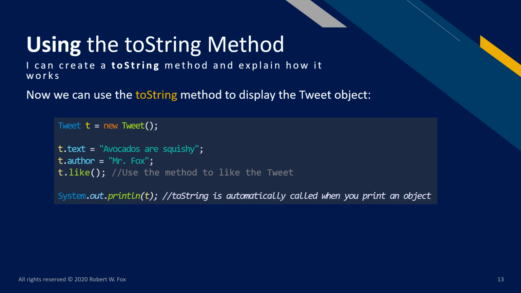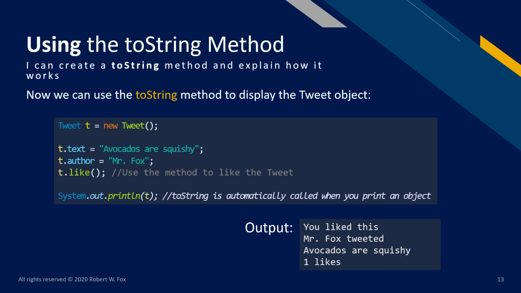So what happens when you print line an object, Java will automatically call the toString method if you've defined one. And so remember, the toString method returns a string, and so what we're doing is we are print lining the string that it returns, which we can see we have the same output that we did before, but we've just done it in a much simpler way, at least from the perspective of this code.